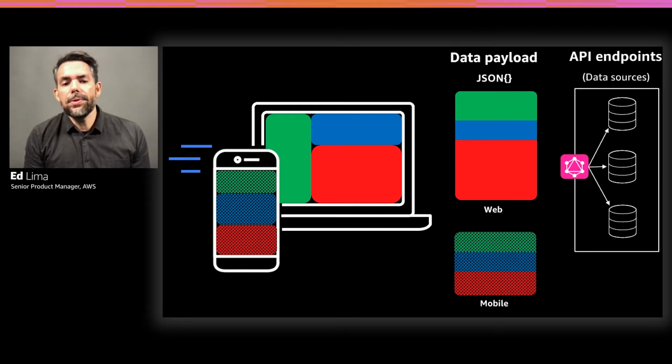As you can see, the payload sent to the web app and the payload sent to the mobile app have different sizes, which means network calls are optimized and the payload reduced according to the client.